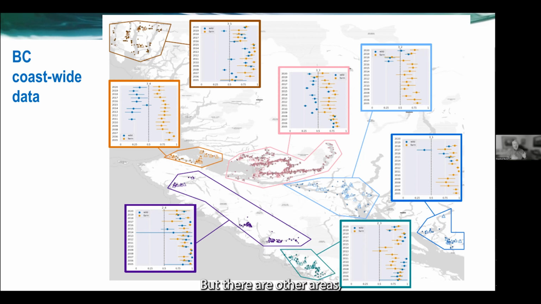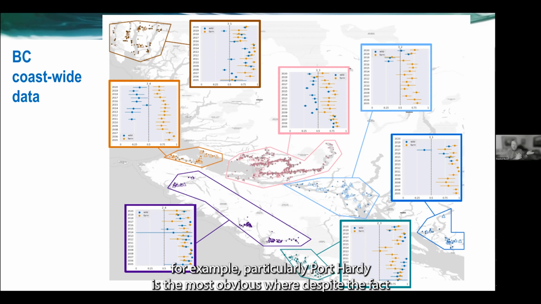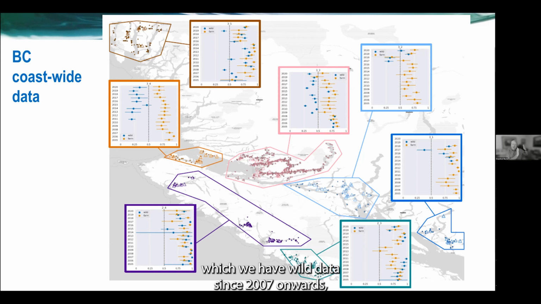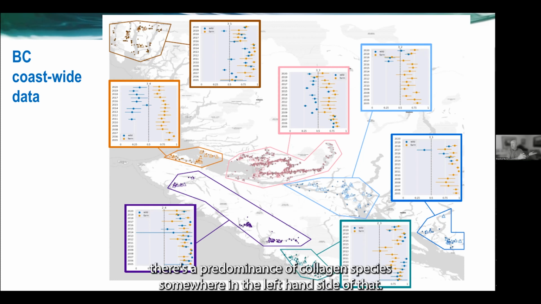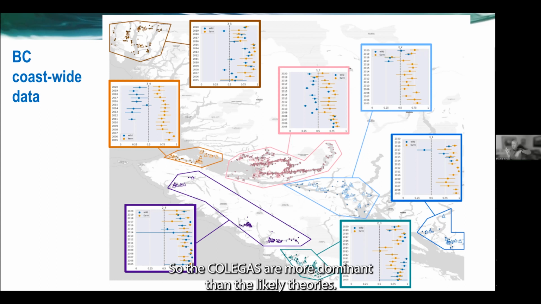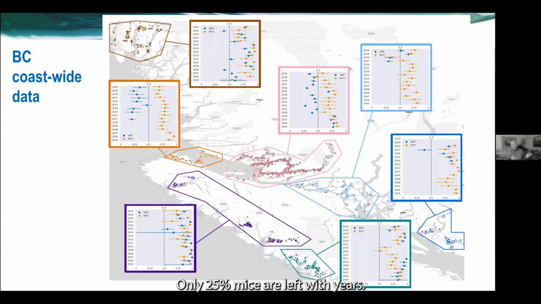So they're skewed towards the right-hand side of each of the little boxes, including within the Kitasoo area, as you can see there. But there are other areas, particularly Port Hardy is the most obvious, where despite the fact that the majority of lice on farm fish are still predominantly Lepeophtheirus salmonis, around 70%, 75%, you can see that for all the years for which we have wild data, i.e. since 2011 onwards, there's a predominance of Caligus species. So we're in the left-hand side of that graph. So the Caligus are more dominant than the Lepeophtheirus. Only 25% of lice are Lepeophtheirus.